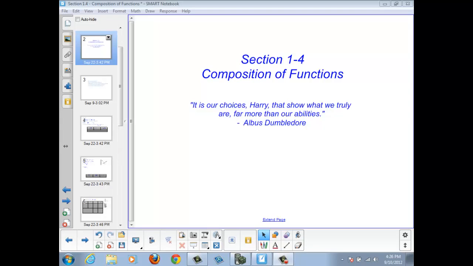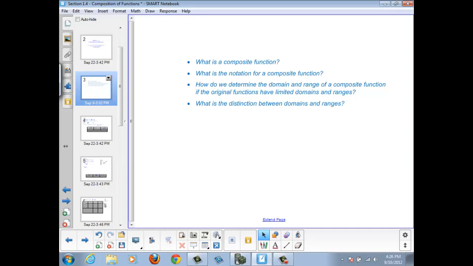1-4, composition of functions. At the end of this section, we should be able to answer these questions. First, what is a composite function? What is the notation for a composite function? How do we determine the domain and range of a composite function if the original functions have limited domains and ranges? And finally, what is the distinction between domains and ranges?